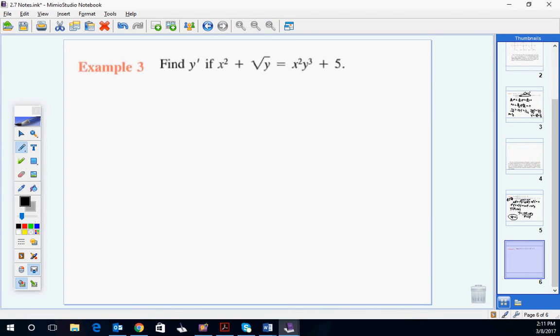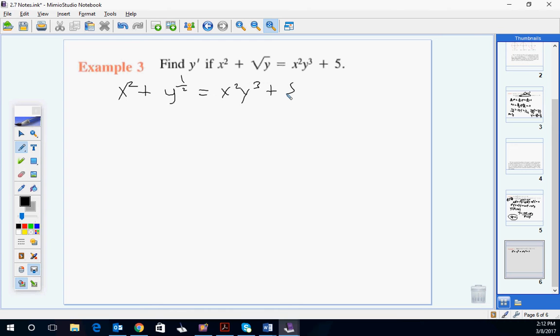Okay, so find y prime of x squared plus root y equals x squared y cubed plus 5. So we have two sides here. We're still going to do everything like we just talked about. We're going to do d over dx of everything, and when we have a y, we're going to do the y prime. If you want to get rid of this root, we can write that as what? Yeah, it's the 1/2 power. That can help us a little bit here.